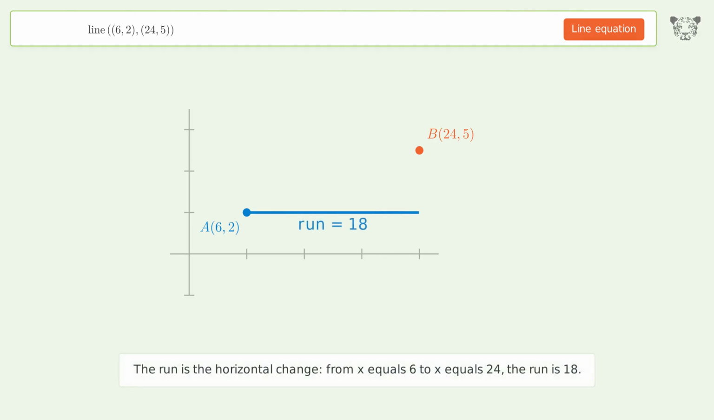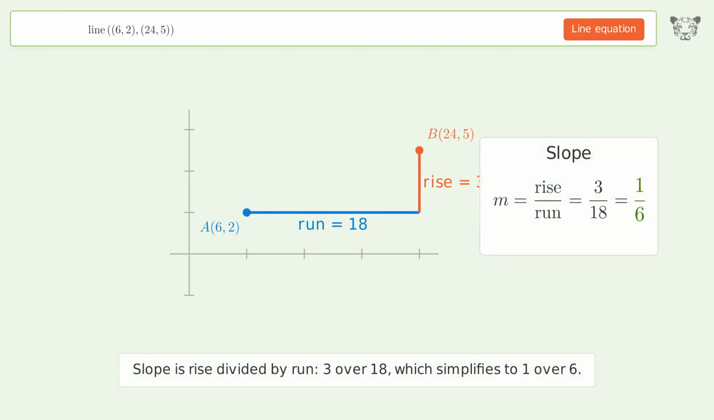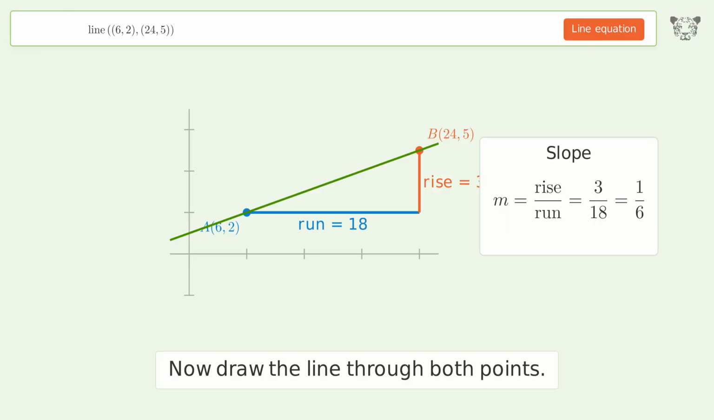The run is the horizontal change, from x equals 6 to x equals 24, the run is 18. The rise is the vertical change, from y equals 2 to y equals 5, the rise is 3. Slope is rise divided by run, 3 over 18, which simplifies to 1 over 6. Now draw the line through both points.